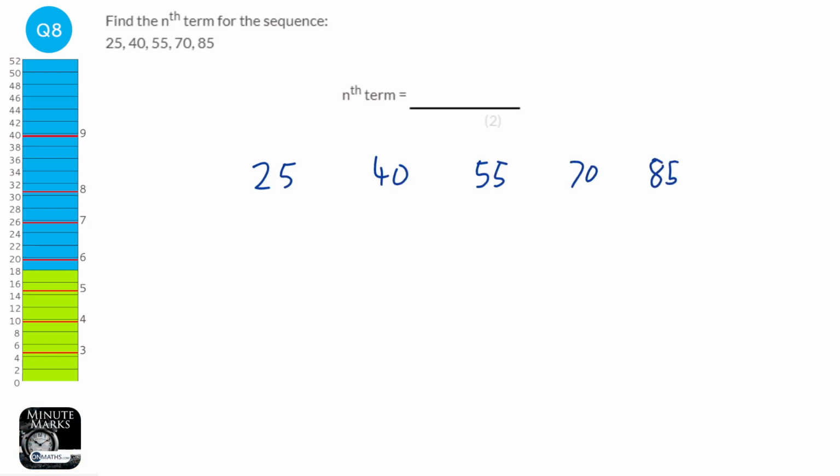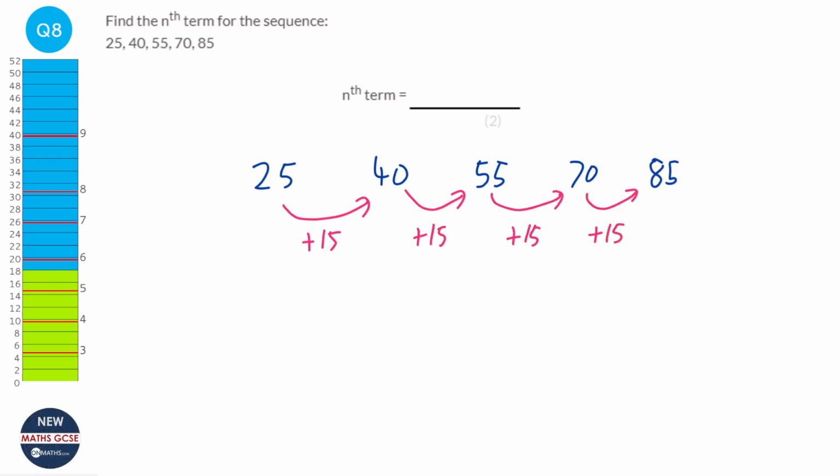So first thing we're going to do is work out what the sequence is going up in. And we can see here that we're adding 15 each time in our sequence. And whatever the sequence is going up in is what goes before n, so it's going to be 15n. Now 15n would give us the 15 times table, and this isn't the 15 times table.